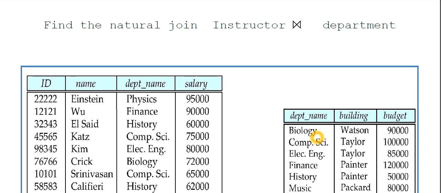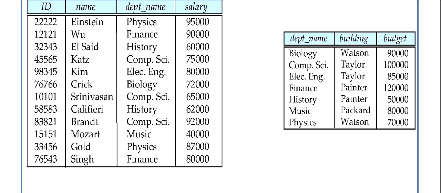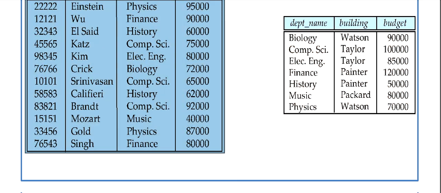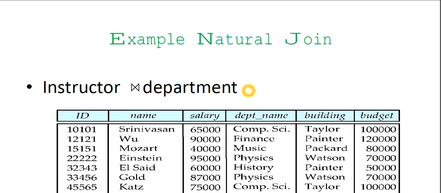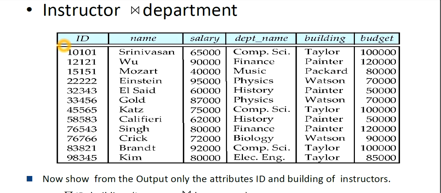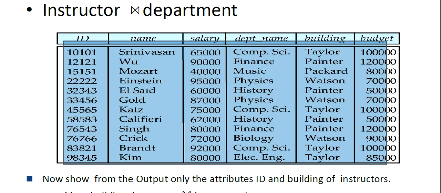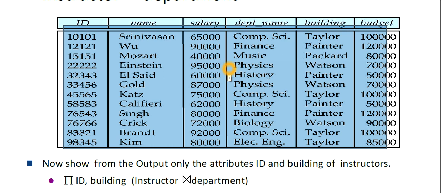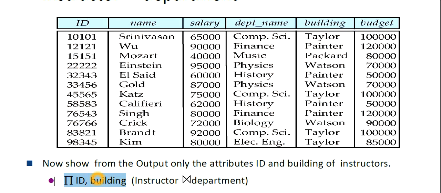Similarly, you can go through the natural join of the instructor table. This is the instructor table and department table, and you can analyze your result with this one, because as a result, we'll get the instructor natural join department. You can show the output with only the attributes ID and building. For that, you just need to take what? The projection operator on them.